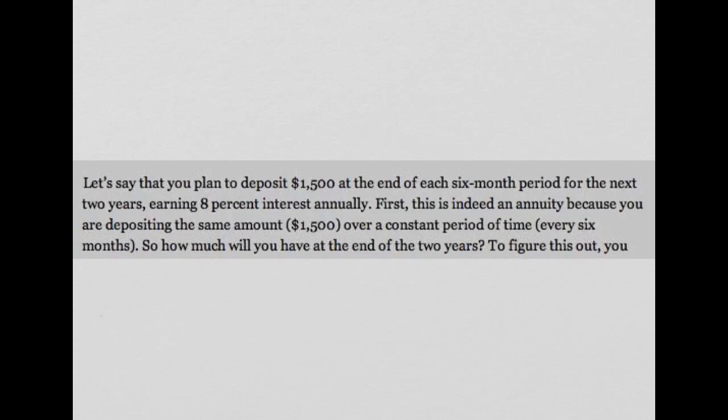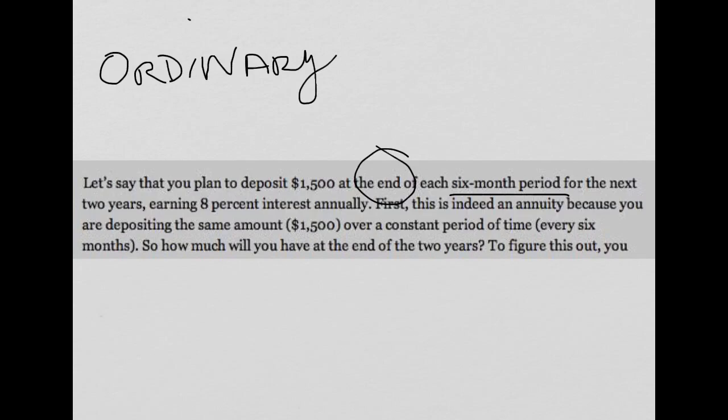We want to do the following. We plan to deposit $1,500 at the end of each 6-month period. Since it's at the end of each 6-month period, this will be an ordinary annuity, because an ordinary annuity is done at the end of the period. So we at least know that we have an ordinary annuity. It's going to be for 2 years, and since it'll be over 2 years, it'll actually be 4 payments, one each 6 months for 2 years, 4 payments.